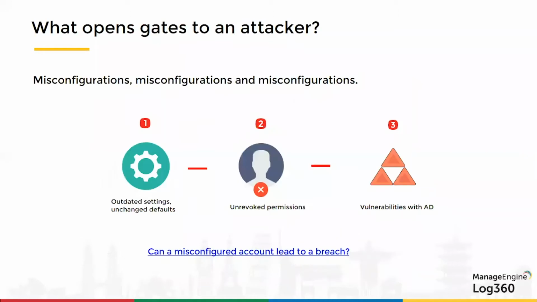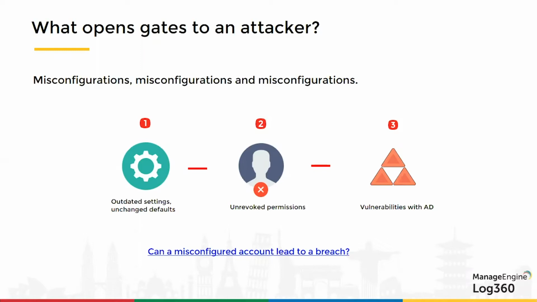So what opens gates to an attacker? I told you that attackers go from an endpoint to a domain administrator account, but what exactly opens gates to an attacker? My single answer that I give anybody who asks me that question is misconfigurations, administrative errors, things that have been left unchanged for a long, long time. These are the popular reasons why attackers can gain access to your internal network.